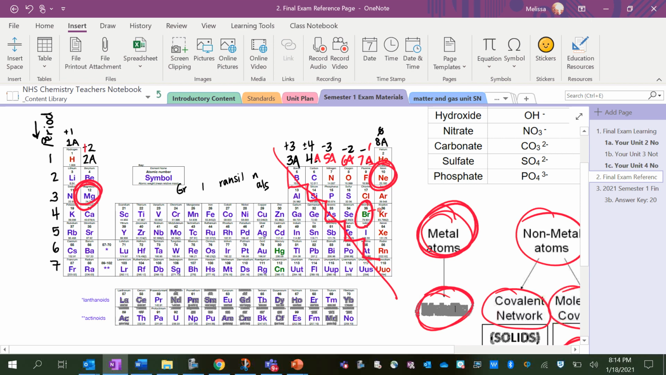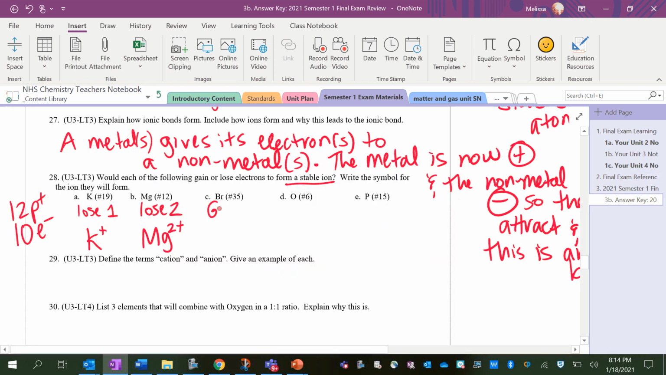How about bromine, number 35? Bromine is so close to being like krypton. It's 1 away. It needs to gain 1. So it had 35 positive protons and 35 negative electrons, but if it gains 1, it has 36 negative electrons. So now the negatives are winning by 1, and it will form the ion Br-.